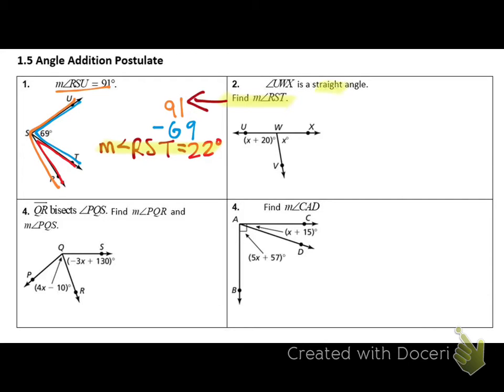Number 2, we got a straight angle. Go ahead and highlight that. Let's talk about what that means. A straight angle. What does a straight angle mean to me? It equals 180 degrees. So we're going to take our 2 angles. Take x plus 20, and add it to x. And together they form that straight angle, which is 180 degrees.